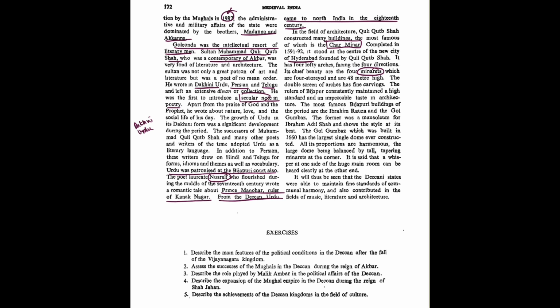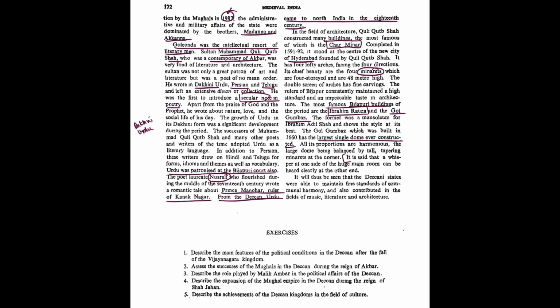The rulers of Bijapur consistently maintained a high standard and an impeccable taste in architecture. The most famous Bijapuri buildings of the period are Ibrahim Roza and the Gol Gumbaz. The former was a mausoleum for Ibrahim Adil Shah and shows the style at its best. The Gol Gumbaz, built in 1660, has the largest single dome ever constructed. All its proportions are harmonious, the large dome being balanced by tall, tapering minarets at the corners. It is said that a whisper at one side of the huge main room can be clearly heard at the other end.